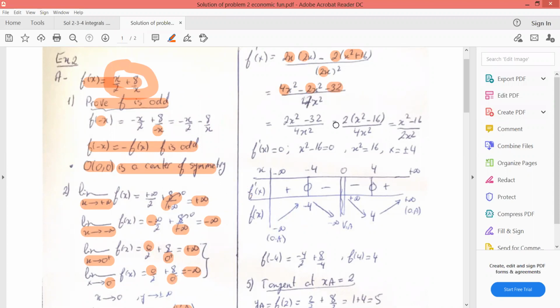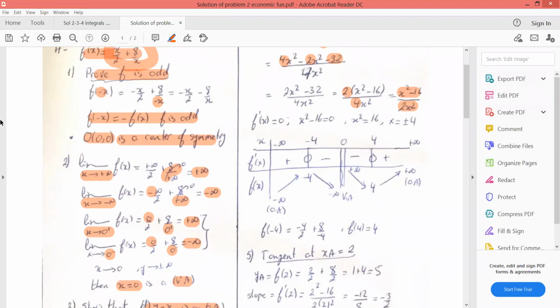We can stop here, but he needs the result in the form x squared minus 16 over 2x squared. Since you are asked to prove it is in that form, I can take 2 common in the numerator. It becomes x squared minus 16. We simplify this 2 with that 4, remains 2. We get x squared minus 16.